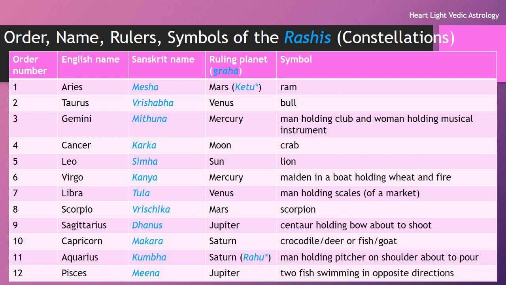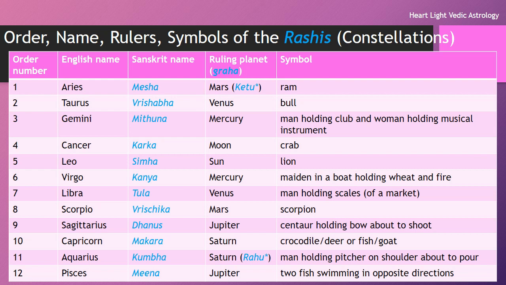The sixth constellation is Virgo. The Sanskrit name is Kanya. The ruling planet is Mercury. So Mercury owns or rules two constellations. The symbol here is a maiden, a young woman, usually in a boat, that's holding wheat in one hand and fire in the other. So sort of nurturing, caretaking energy, which a lot of times can go along with Virgo. Sometimes a homebody as well.